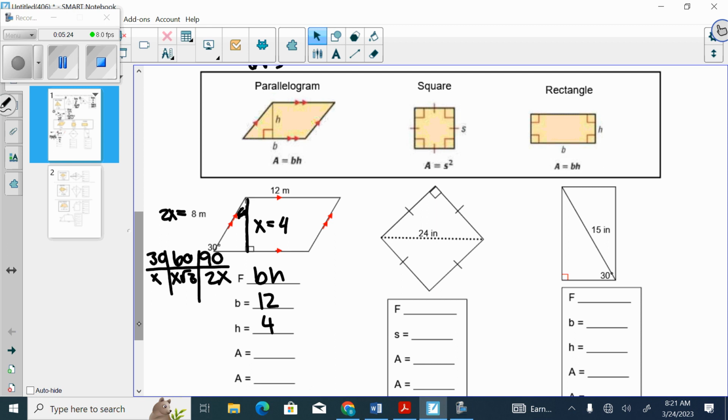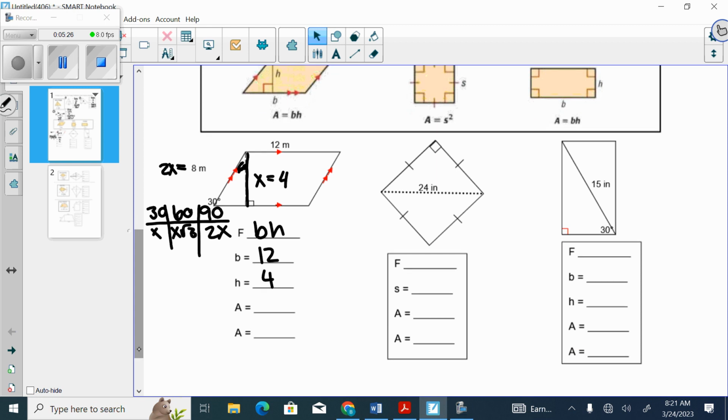So now I just plug that information into the formula. Base times height, which is going to give us what? Good. So we'll have an area of 48 meters squared.